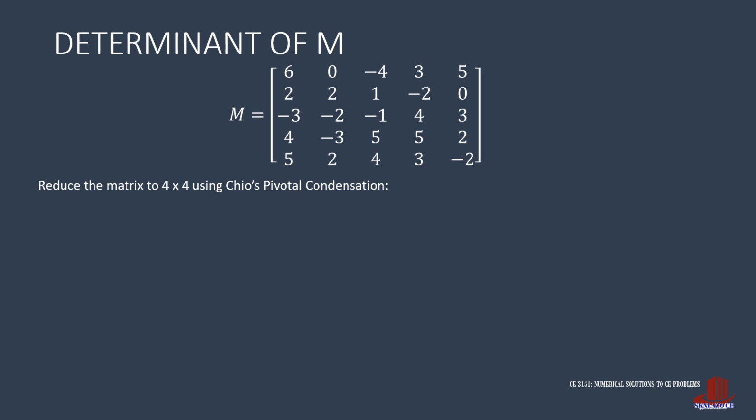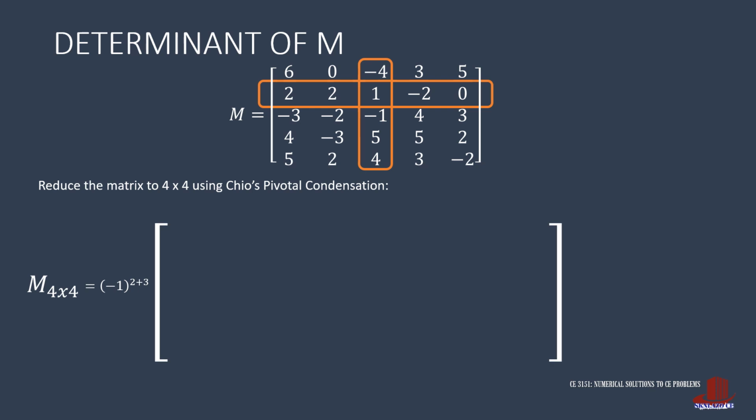With Chio's pivotal condensation method, a critical condition is to look for a pivot element valued at positive 1. There is this element found at row 2 and column 3. So covering these locations, the partial 4 by 4 matrix arises. With this partial matrix, there should also be negative 1 raised to the summation of the pivot row and column. For this example, that is negative 1 raised to 2 plus 3.